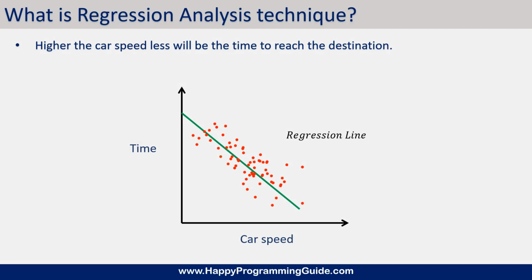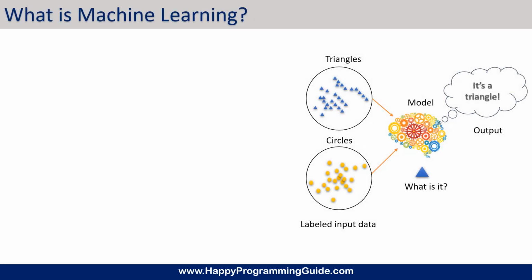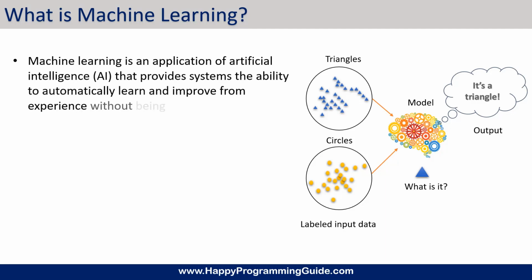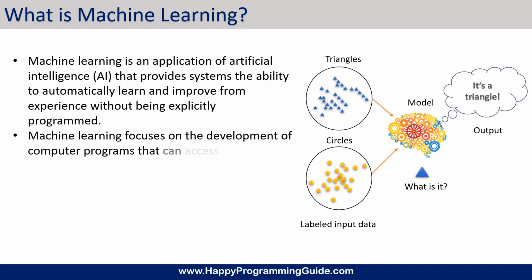Now let us see where regression analysis technique fits into machine learning. To understand that, let us first get a brief idea about what machine learning is. Machine learning is a subtype of artificial intelligence, and it gives a system an ability to automatically learn and improve from experience or past data without being explicitly programmed.